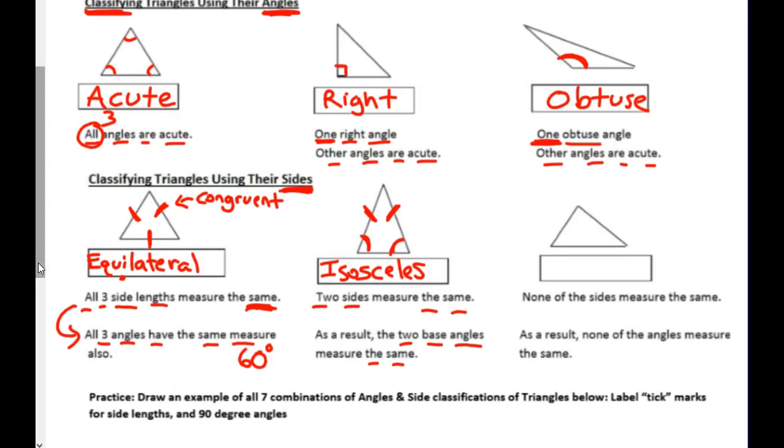Third one over here. What if none of the sides are congruent? None of the measures are the same. As a result, none of the angles are the same. That's called scalene.